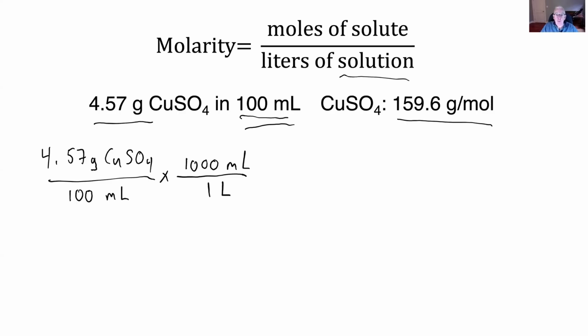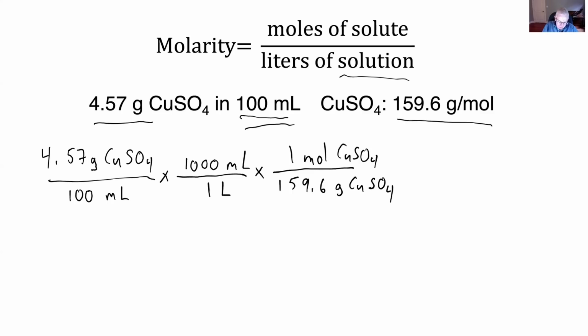Now I'm in grams per liter, but I don't want to be in grams per liter. I want to be in moles per liter. So my next task is to convert the grams to moles. That means I want to get rid of the grams. So my 159.6 grams of copper sulfate goes down here. My 1 mole of copper sulfate goes up here.